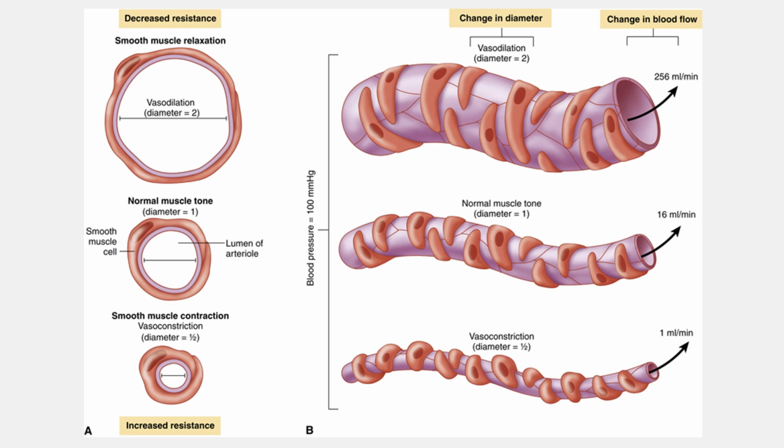There are local and systemic effects. Local effects: blood flow in specific tissues and organs. Systemic effects: overall blood pressure. Overall resistance in systemic circulation is total peripheral resistance. Increased total peripheral resistance means higher arterial pressure; decreased total peripheral resistance equals lower arterial pressure.